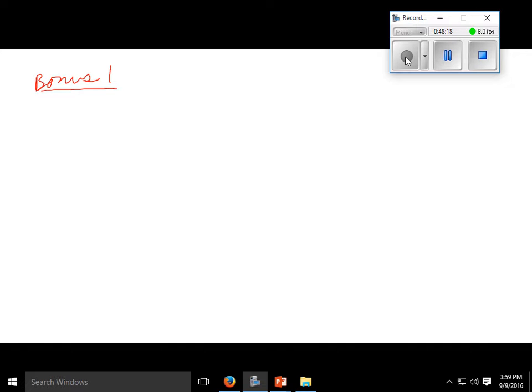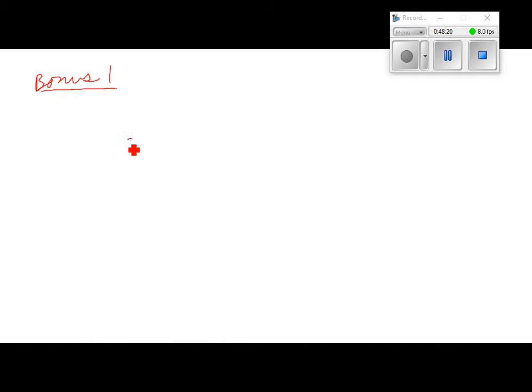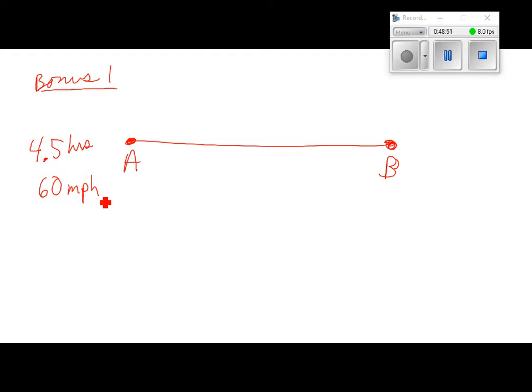Bonus one. Sounds like we have something like this. We're taking a trip, and we're going from city A to city B. So we'll just put an A and a B on a segment there. It says you travel from city A to city B and back. So we actually went there and came back. Your trip lasts 4.5 hours. So 4.5 hours. We'll use the decimal this time. And you maintain the speed of 60 miles per hour. So 60 miles per hour.